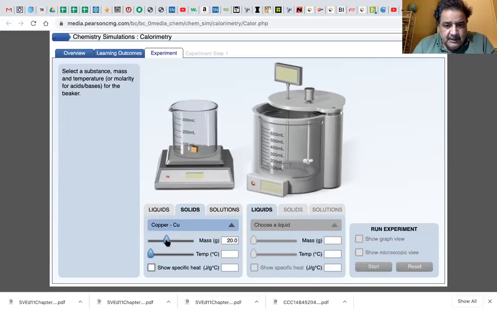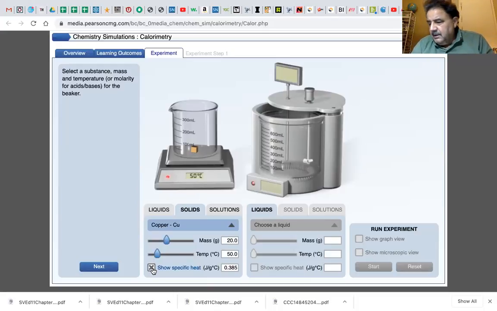There's 20, and we're going to put it up at, what did we put it up last time? 50. We put it up at 50 degrees C. If you look at the specific heat, it's 0.385 joules per gram per degree C. The aluminum was 0.903. So it has a lower specific heat than aluminum.